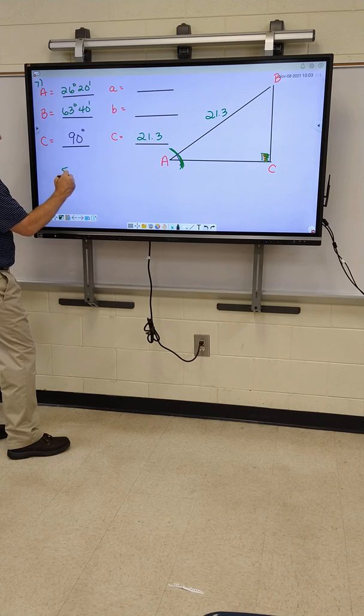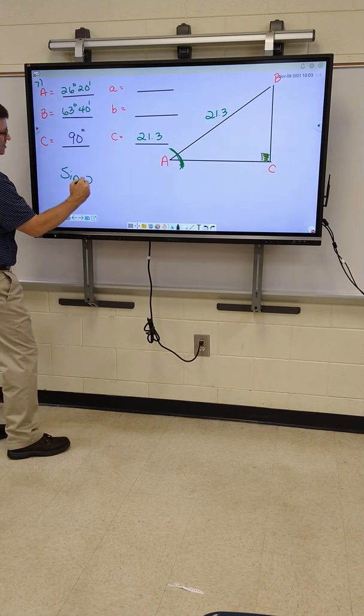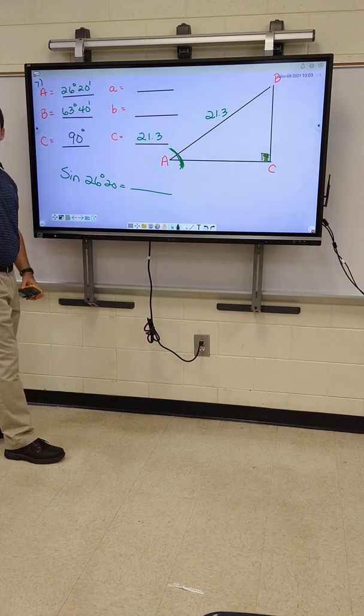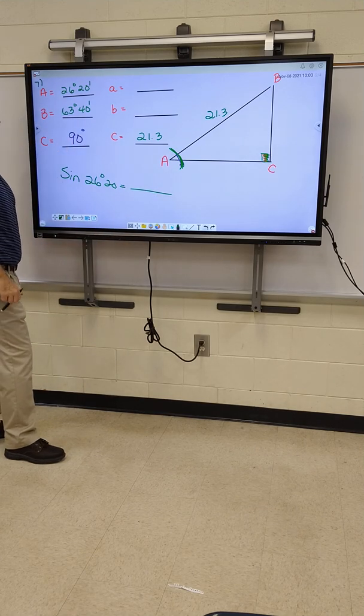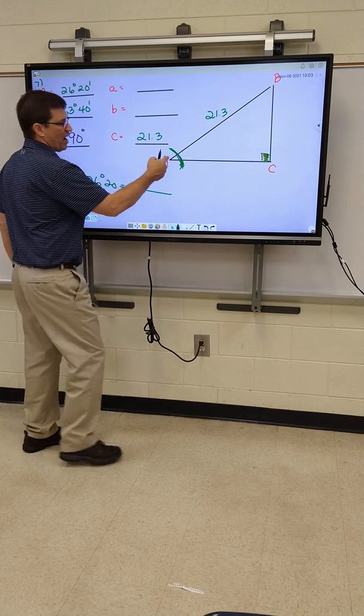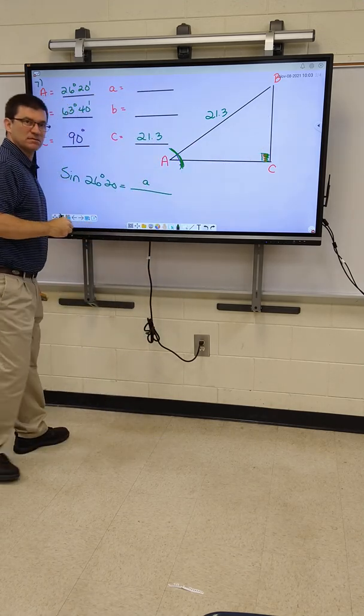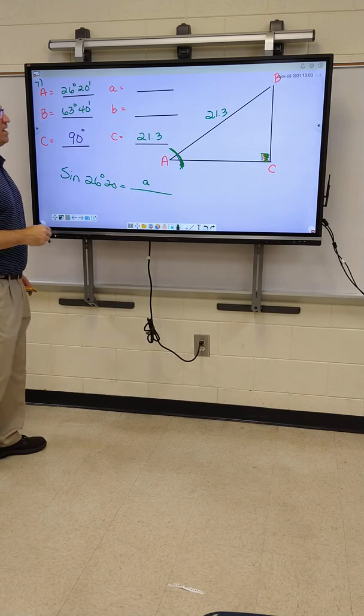All right, so I got sine of 26 degrees 20 minutes equals, what goes on top? Opposite, right? What is on the opposite side? Nothing, so we'll just put little a. What is on the hypotenuse side?